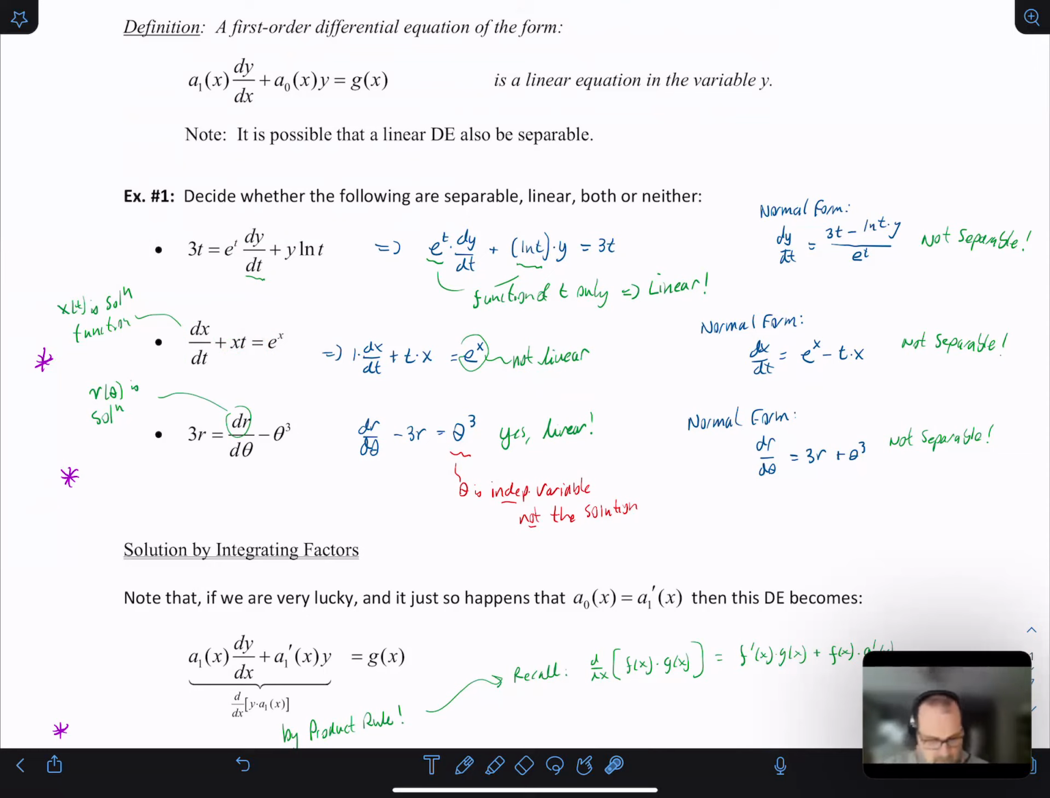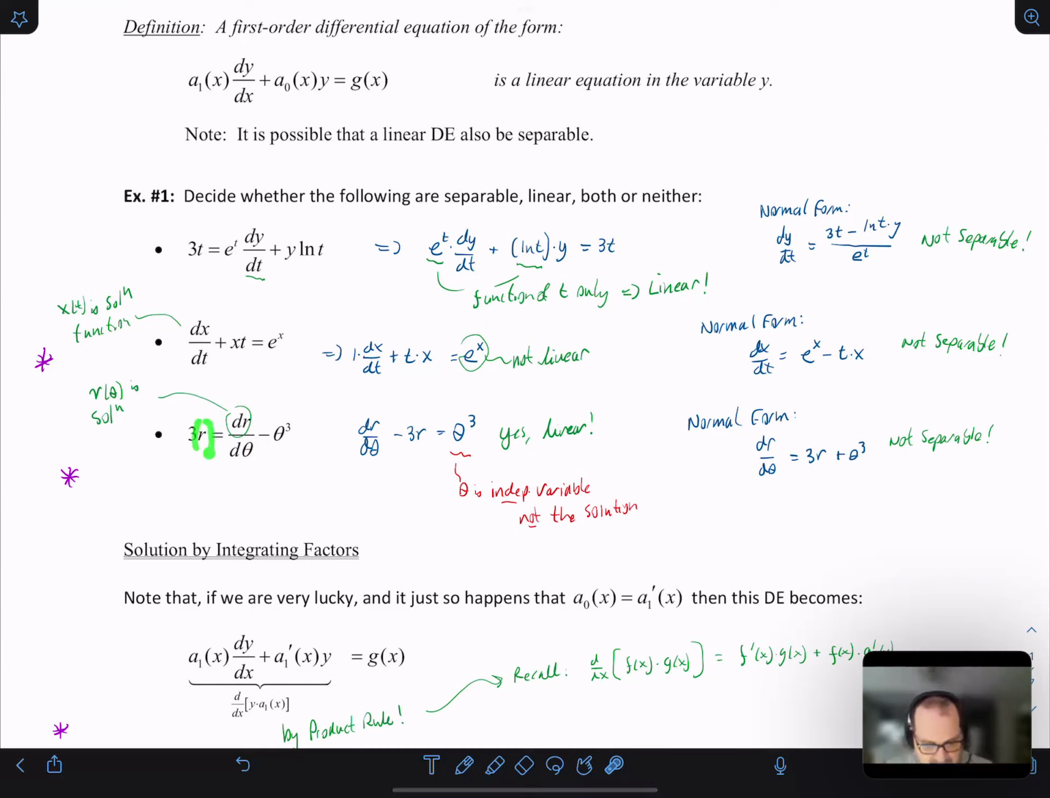And again, one more example here. Again, this is generally not a difficult topic, but it can be confusing with lots of letters and different things flying around. And again, this is a place where Leibniz notation is actually helpful. In the next DE, we see we have a dr d theta. That means that r is the name of the unknown function. Theta is just an independent variable.